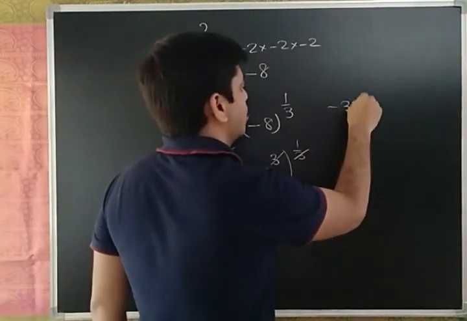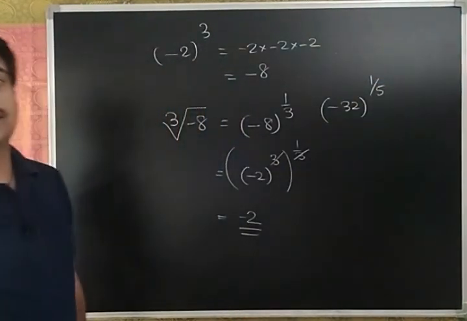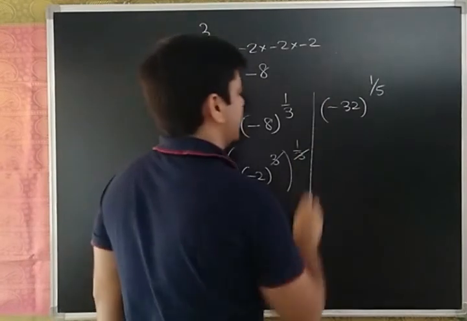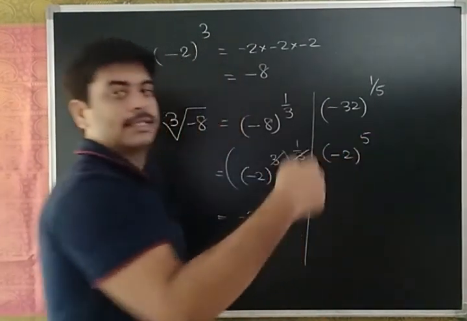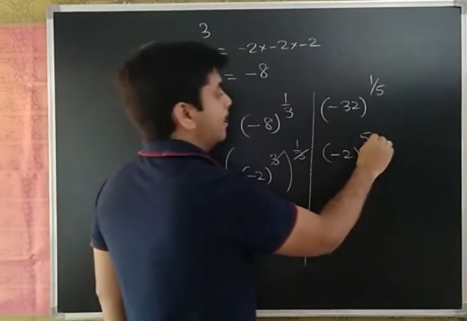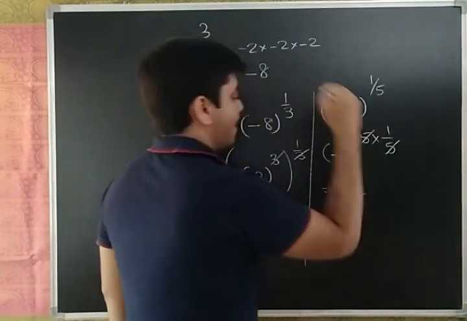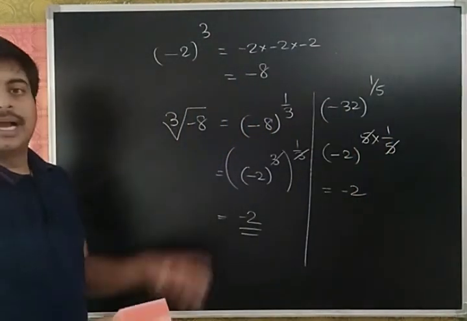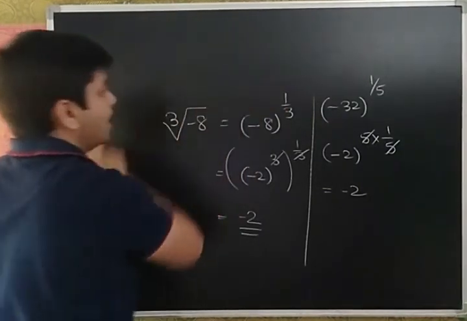Minus 32 whole power 1 by 5. What is minus 32? It is actually minus 2 power 5. Minus 2 into minus 2 into minus 2 into minus 2 into minus 2, 5 times, you get minus 32. Into the power 1 by 5. So these two get cancelled and you will be left with minus 2. Understood?